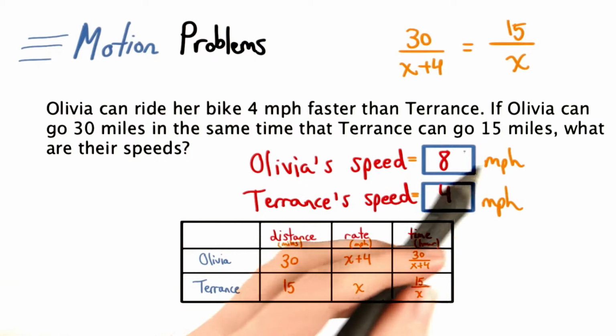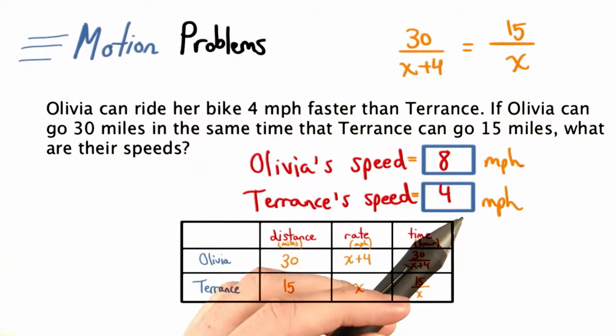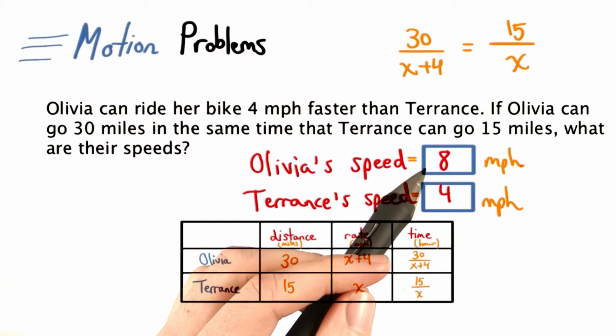Olivia bikes at 8 miles per hour and Terrence bikes at 4 miles per hour. Great solving for getting these two correct.